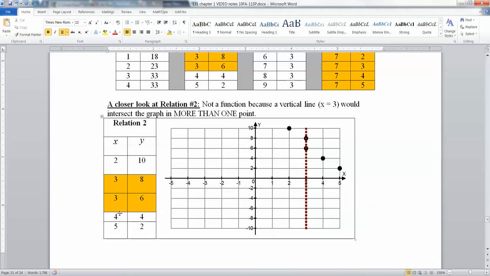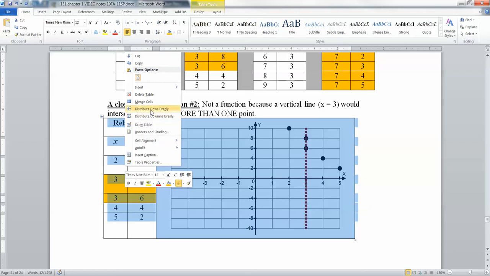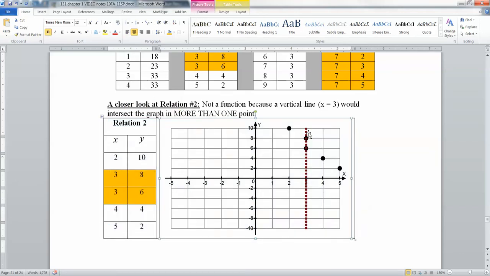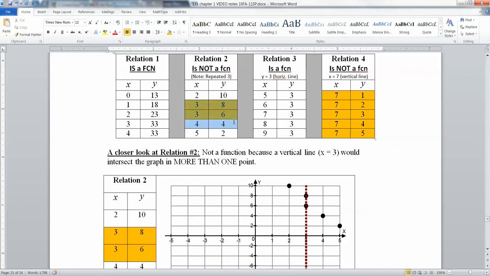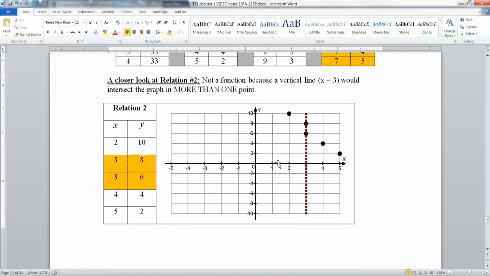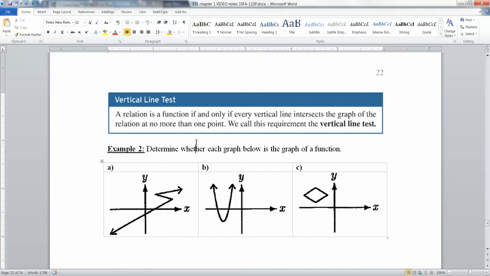It's the same pattern you were seeing with the table, but it's different because it's in a graphic form, right? So it's the exact same stuff. It's still hitting it more than once. It's just hitting it more than once in a graph form as opposed to a table form. So this is how to tell from graphs. So from graphs, you can see a vertical line, any vertical line would hit it more than once. That means it's not a function. In the tables, you can see it because you get these repeated x's. There are other ways to do it too, but those are kind of the most common ones. All right, so that, my friends, is the vertical line test.